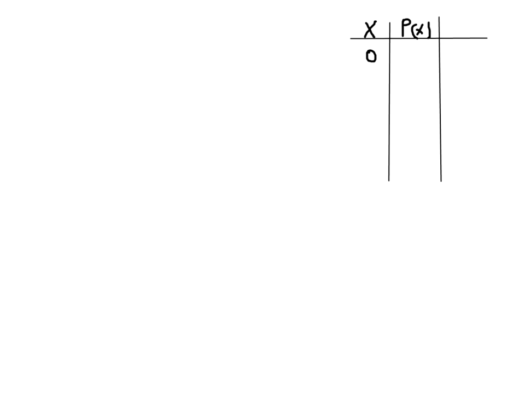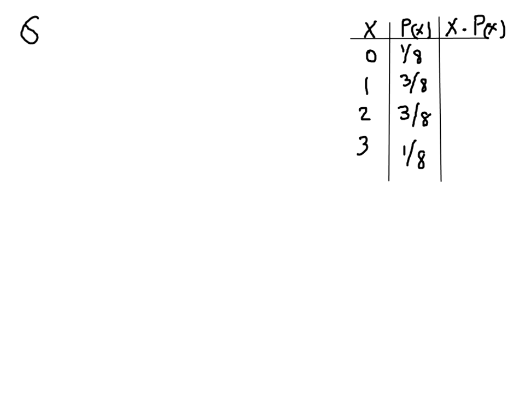X, P of X. So we had 0, 1, 2, and 3. And then we had 1/8, 3/8, 3/8 again, and then 1/8. And then what I had over here was X times P of X. Okay, now the standard deviation formula is different, so I may not need X times P of X. So let me write it first and see if I need it.